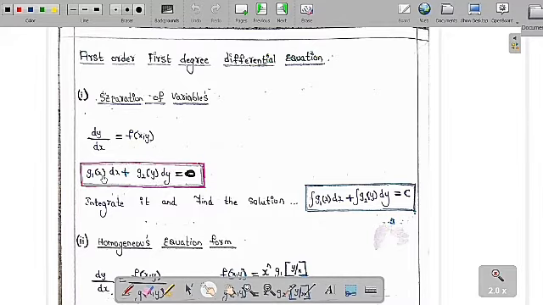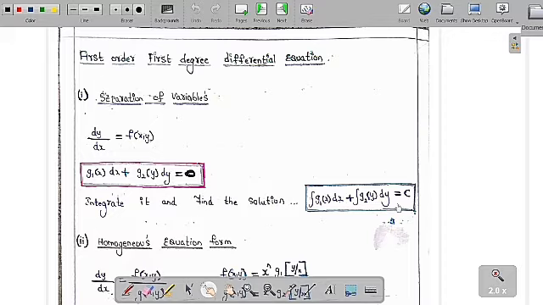This means we can separate the x values and y values independently, and after simplification we get it in this manner, equal to 0. So integrate it and find the solution. You have to integrate independently, integration with respect to x and integration with respect to y, equal to some constant value. This is the general solution of this differential equation.